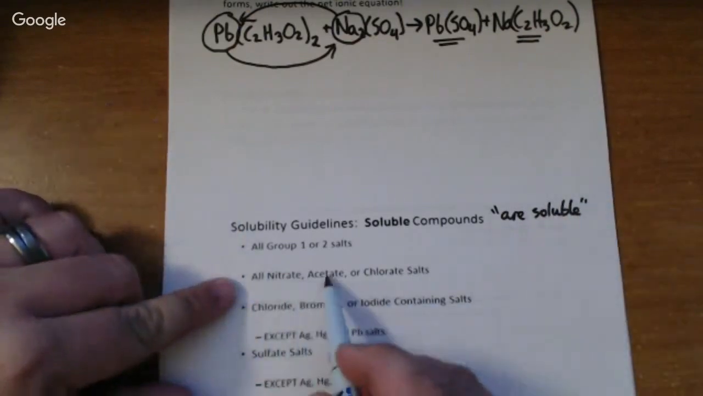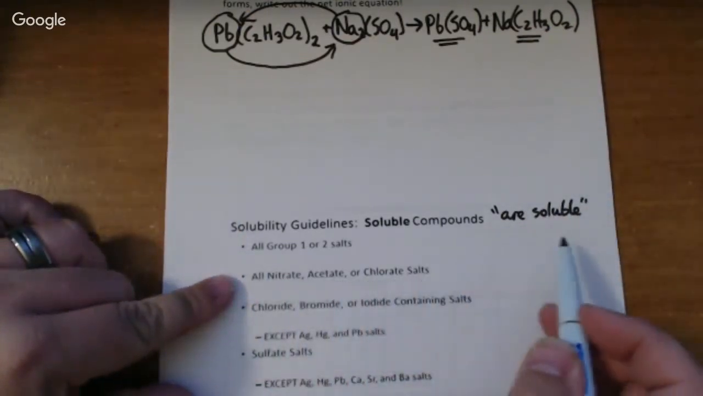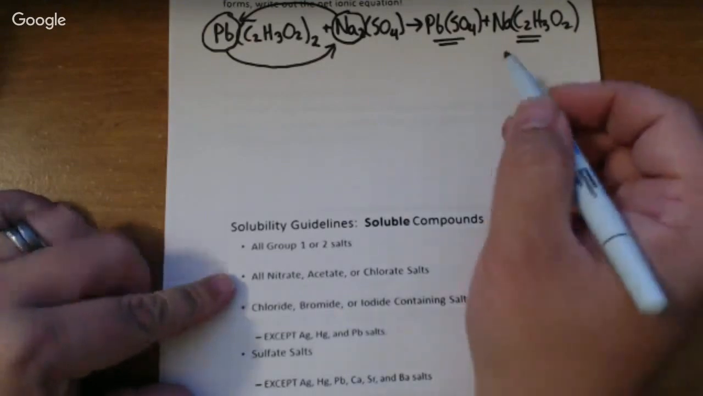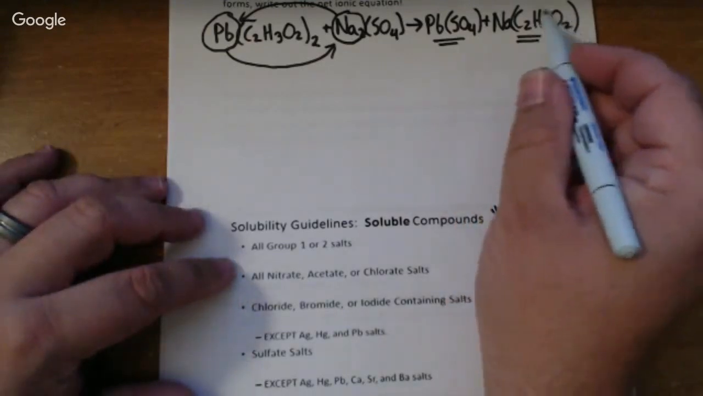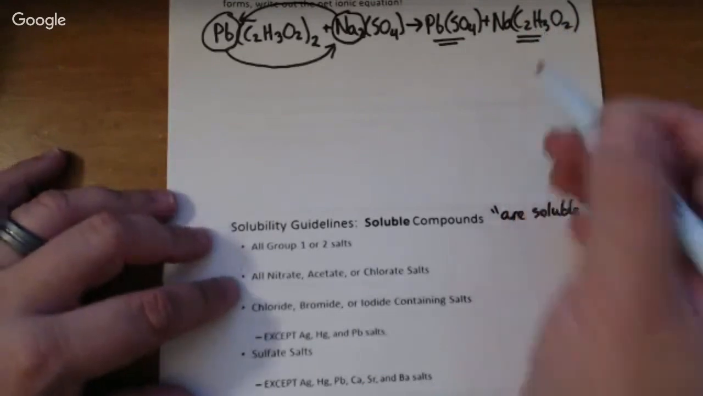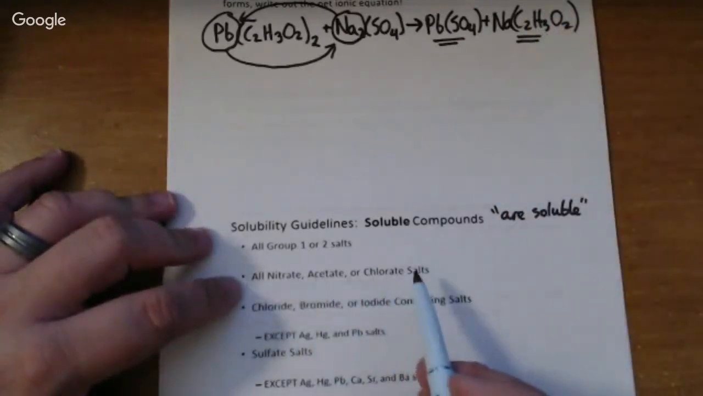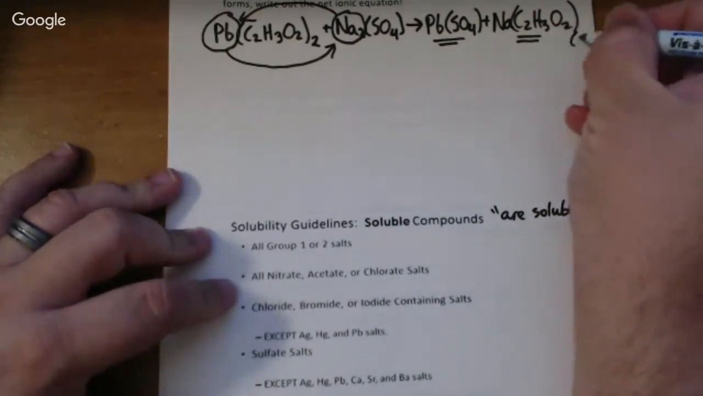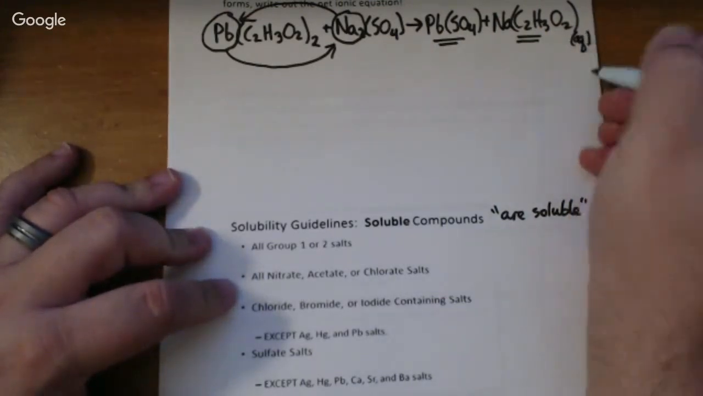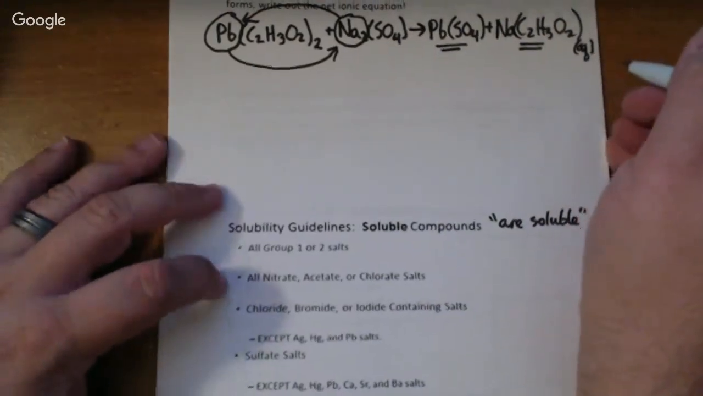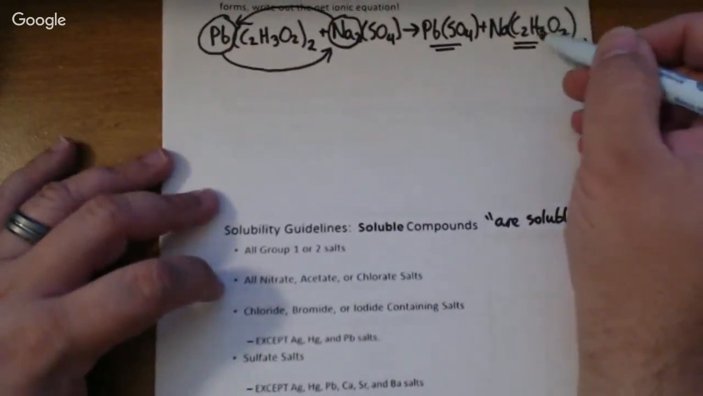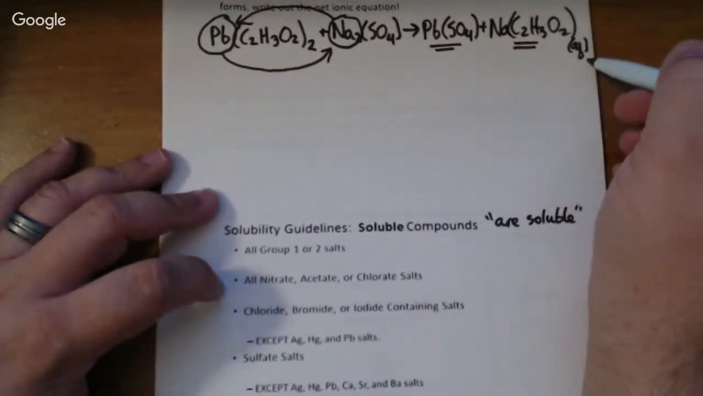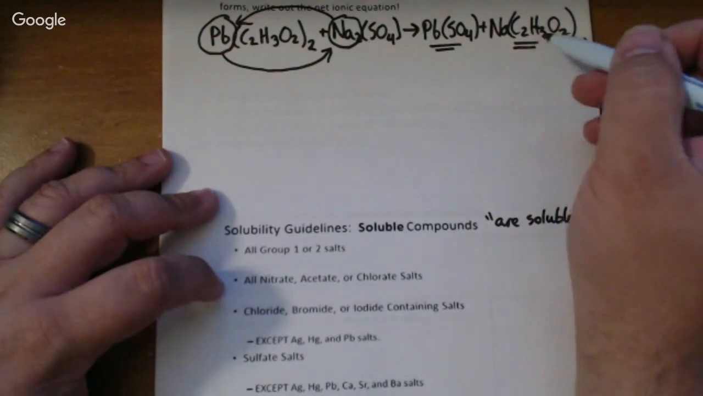So all nitrate, acetate, or chlorate salts are soluble. Well, if you look up here, this contains acetate. This is an acetate salt, so it's going to be soluble. If it's soluble, it dissolves, which means it would be aqueous. It's not going to be our solid if it's capable of dissolving and if it's going to be aqueous. So that's not going to be our precipitate.